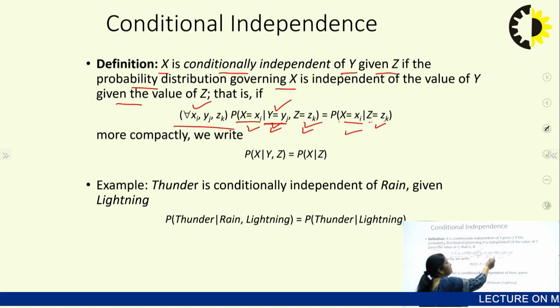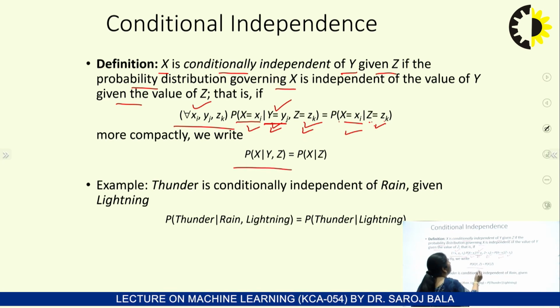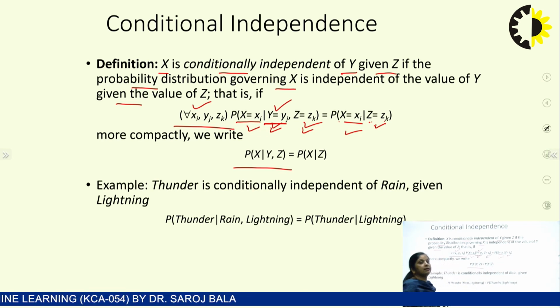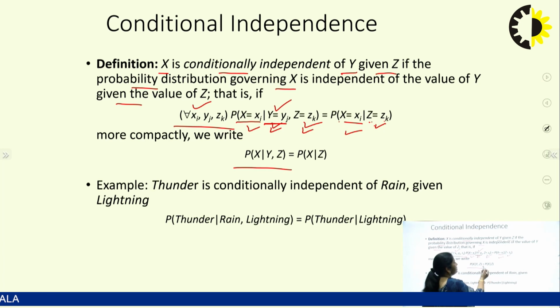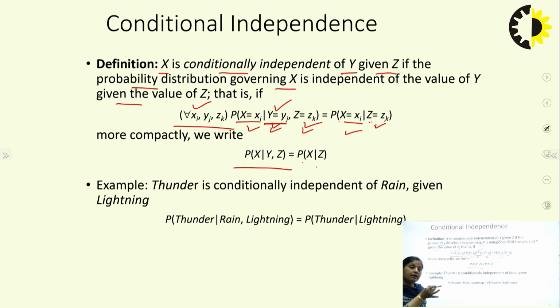Probability of X is independent of Y given Z. In short, in more compact form, we can write probability of X given Y and Z is equal to probability of X when Z is given. It means the probability of X when Y and Z have happened is equal to probability of X when Z has happened. It means Y is not having any influence on that.